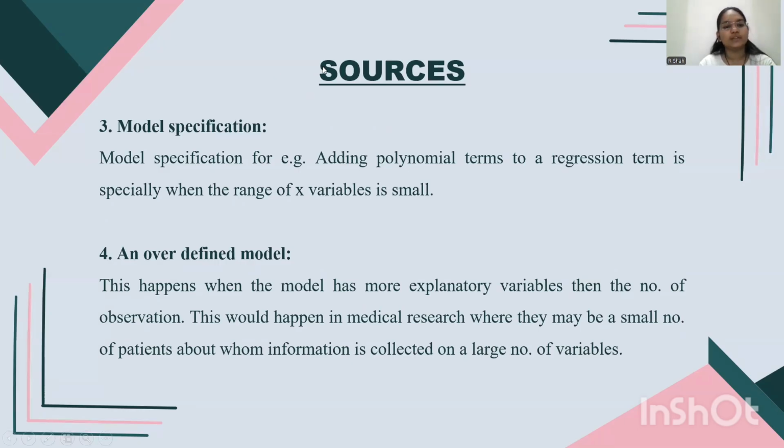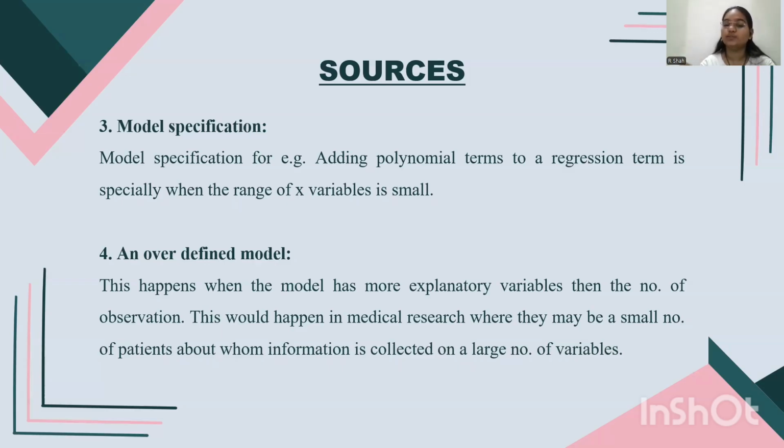Model specification, for example, adding a polynomial term to the regression model, especially when the range of the X variable is small. Adding a polynomial term means that generally our regression model is Y equals beta naught plus beta 1 X1 plus beta 2 X2 plus epsilon, right? So there are only X1 or X2 terms, but instead of X1 X2 we can have X1 square.